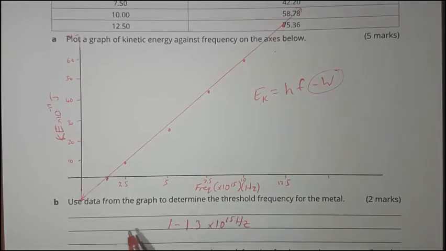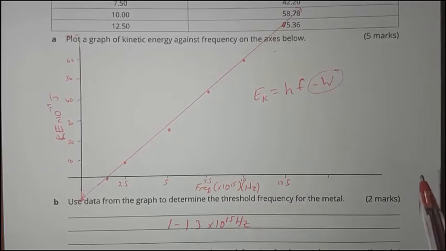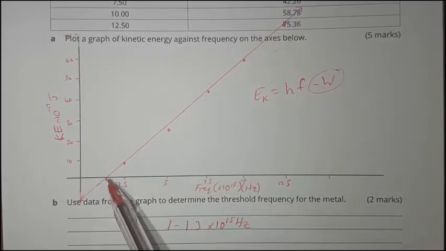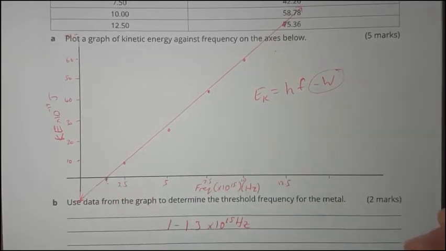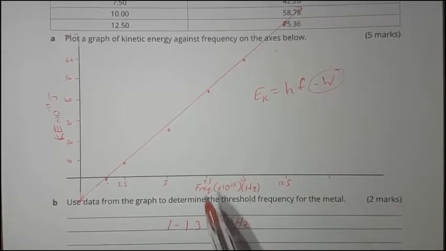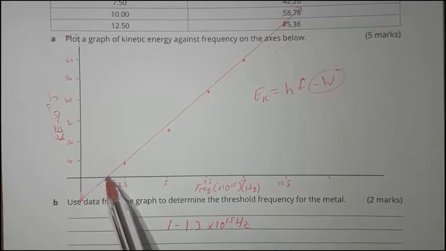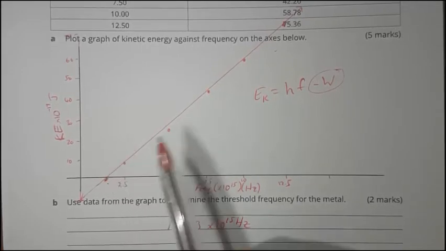The next question about the graph is to use the data from the graph to determine the threshold frequency for the metal. The answer you need to get full marks is between 1 and 1.3 times 10 to the 15 hertz. With my hand-drawn version of this graph, I actually got within that range, so it shouldn't be too difficult for you to reach that. But if you didn't get that, you still would have got a mark if you chose this point and made it clear that it was this point. So recognizing this point here is your threshold frequency, or the frequency at which you start emitting photoelectrons.